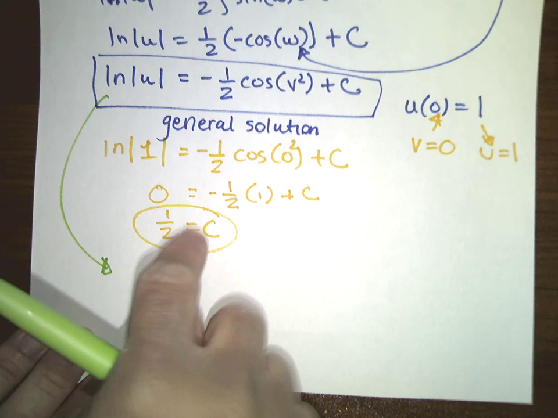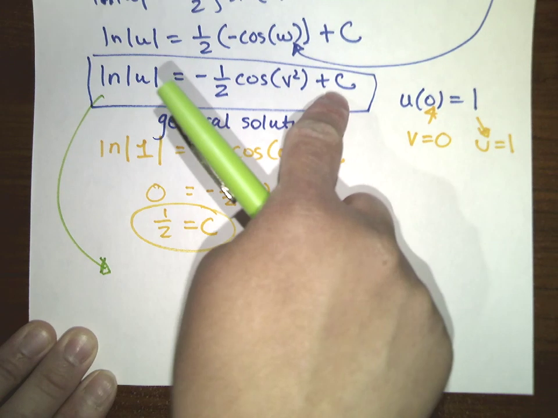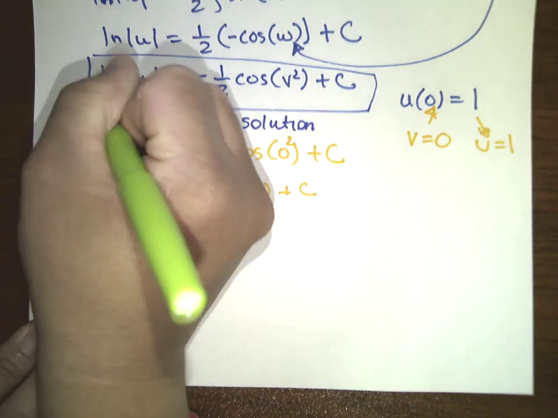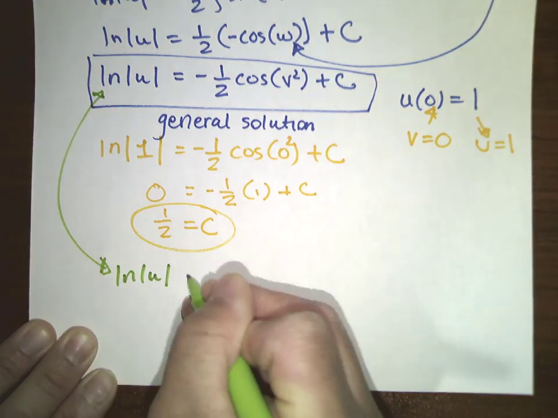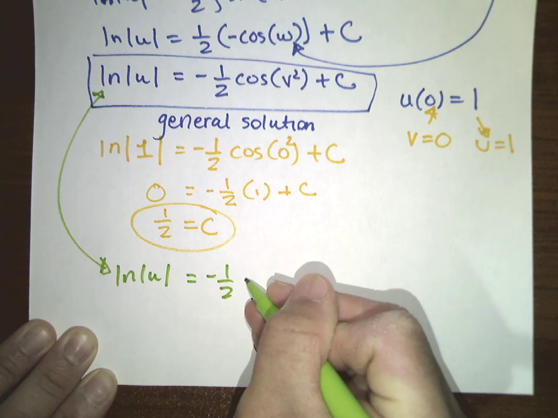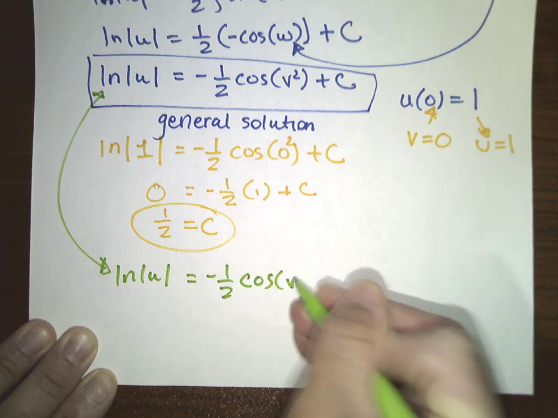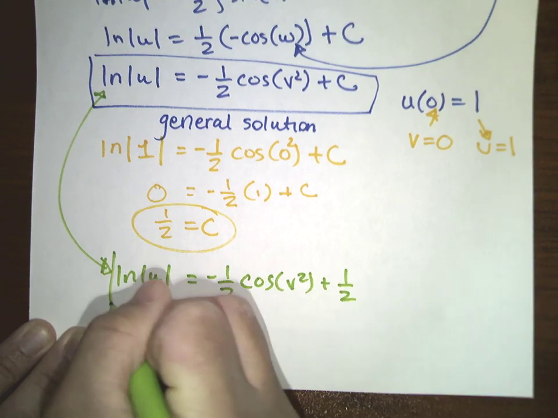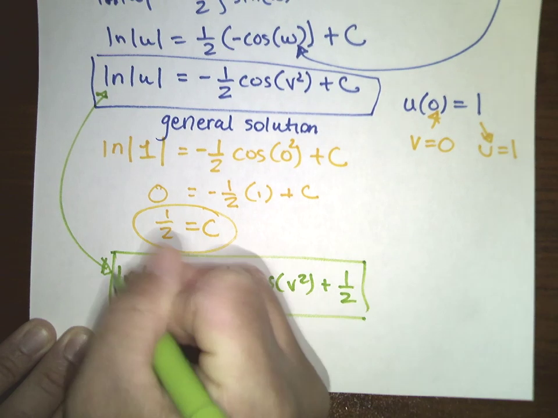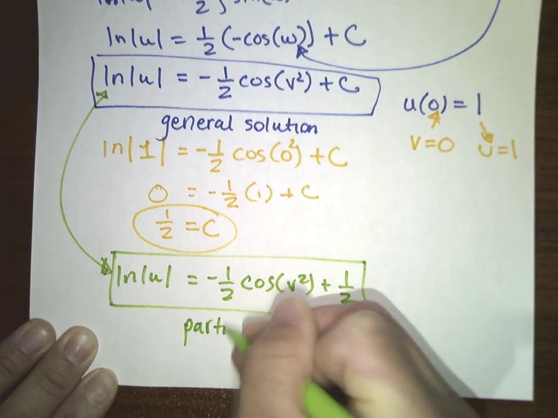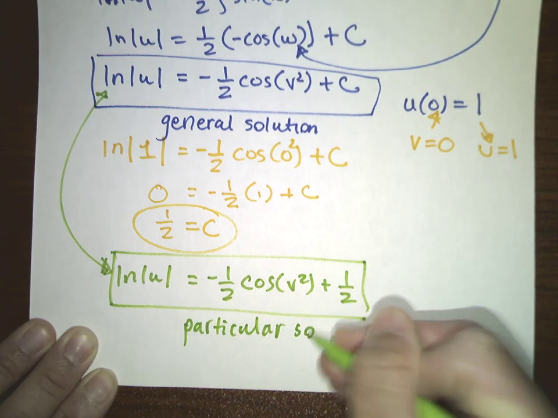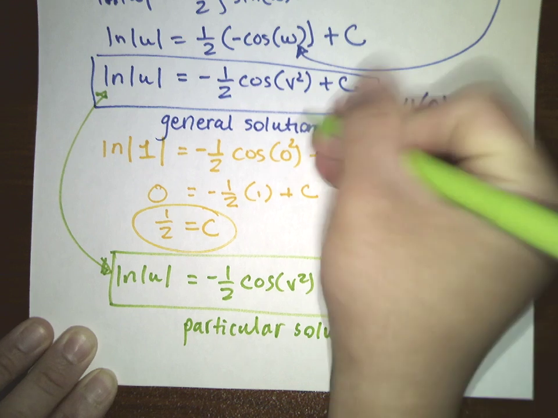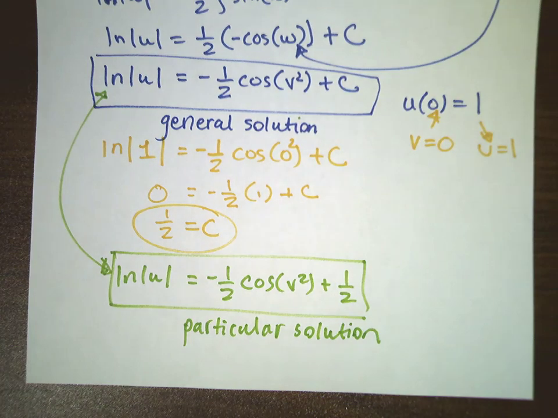So we substitute the c into the general solution to find the particular solution. So natural log of the absolute value of u is negative 1/2 cosine of v squared plus 1/2. And this is what I call the particular solution. All right, so I hope that you enjoyed this.